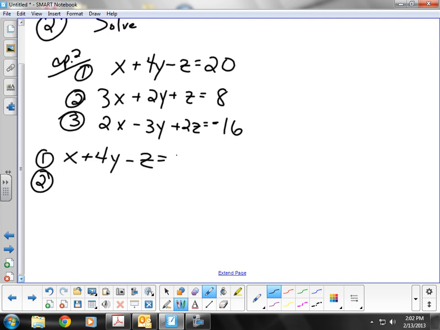It's working smarter, not harder, right? Is it the only way to do it? Nope, I could have gotten rid of the x's and that'd been just fine.